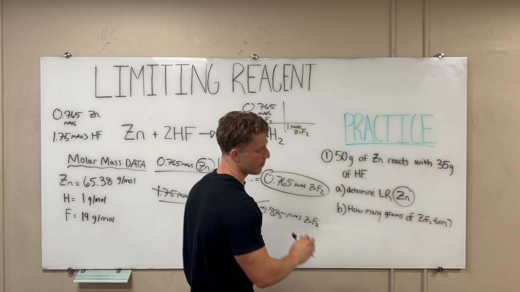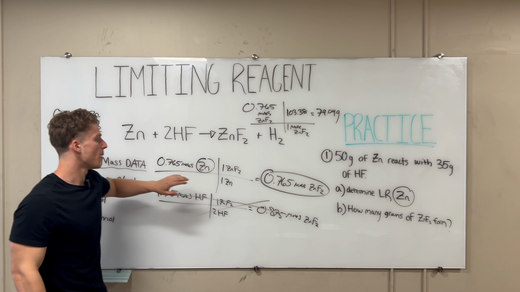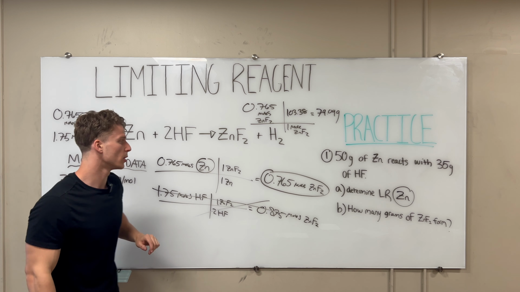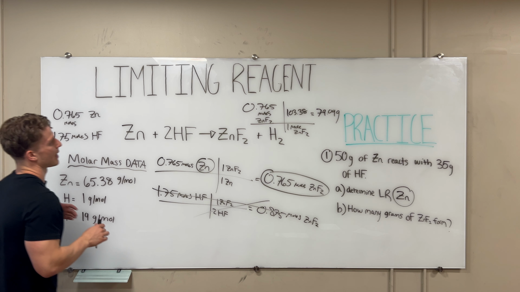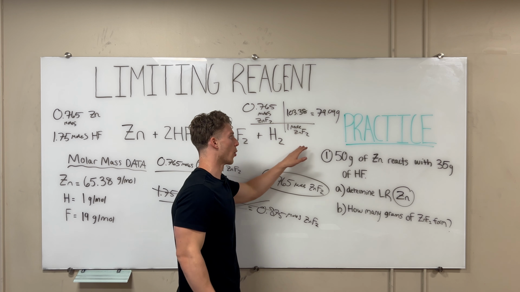So this is how you walk through a limiting reagent problem. Remember, you have to use the stoichiometry. Find how much of your product you're going to make, determine your limiting reagent, and calculate how much of that product you're going to form.